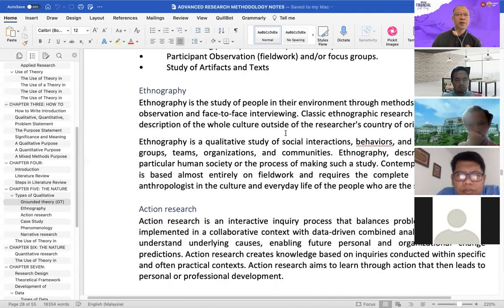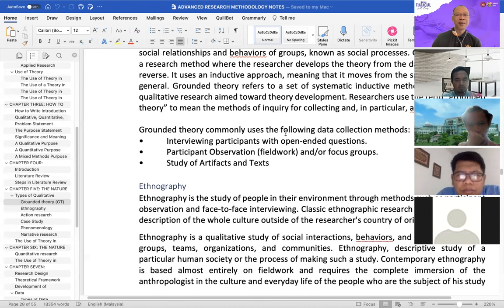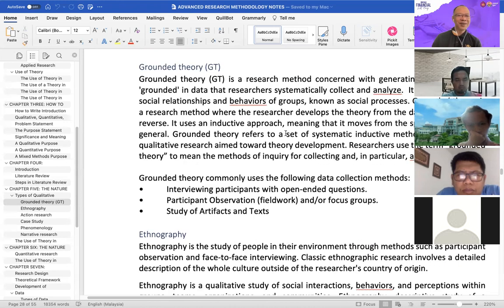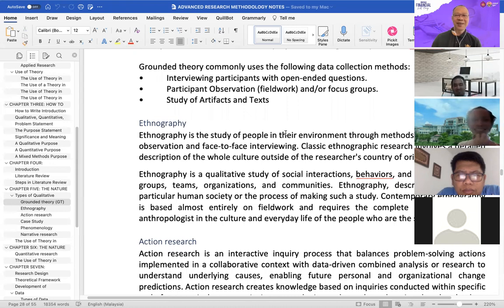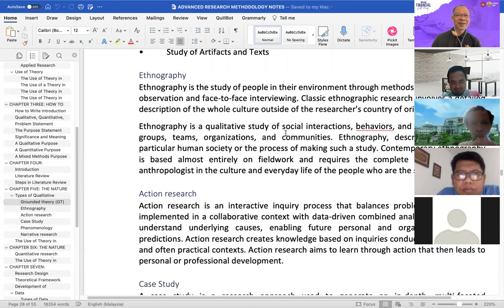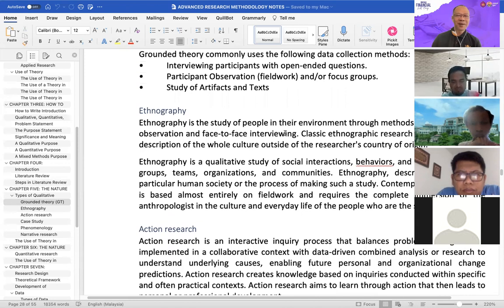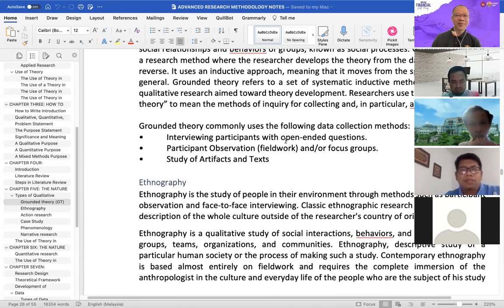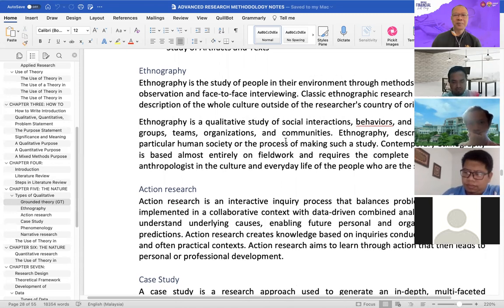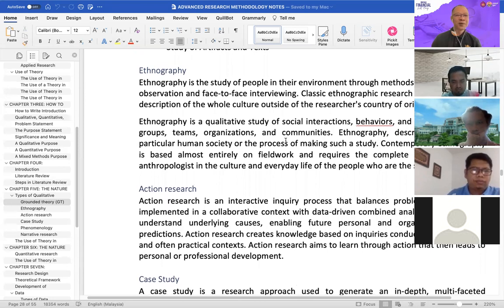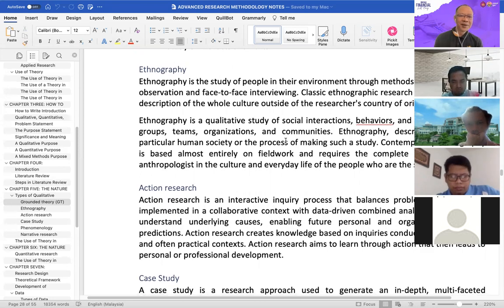Any question on grounded theory? I'm not sure if it's easy. Honestly, I'm not very familiar with grounded theory. I've never completed any research using grounded theory. I tried, but I couldn't complete it.